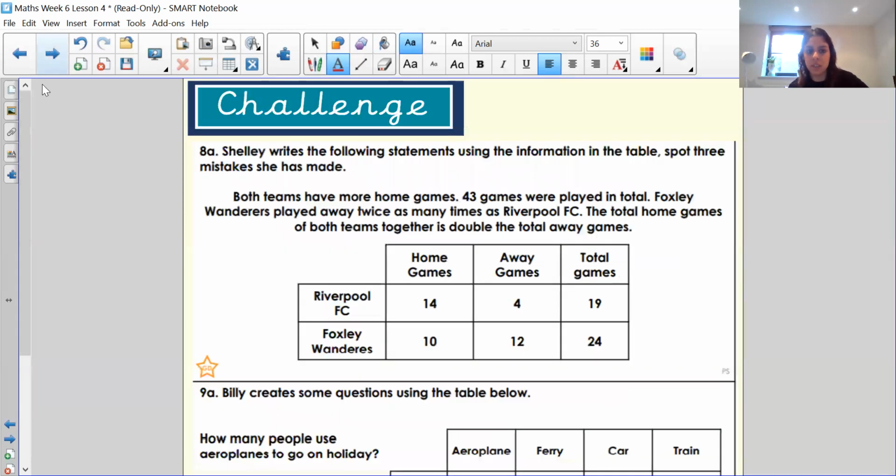And then your challenges today. You've got one here that says, Shelley writes the following statements using the information. Spot 3 mistakes she has made. Both teams have more home games. 43 games were played in total. Foxley Wanderers played away twice as many times as Liverpool FC, and the total home games of both teams together is double the total away games. You need to work out all of those facts to see if they are correct, looking at this table. There's 3 mistakes that she's made.